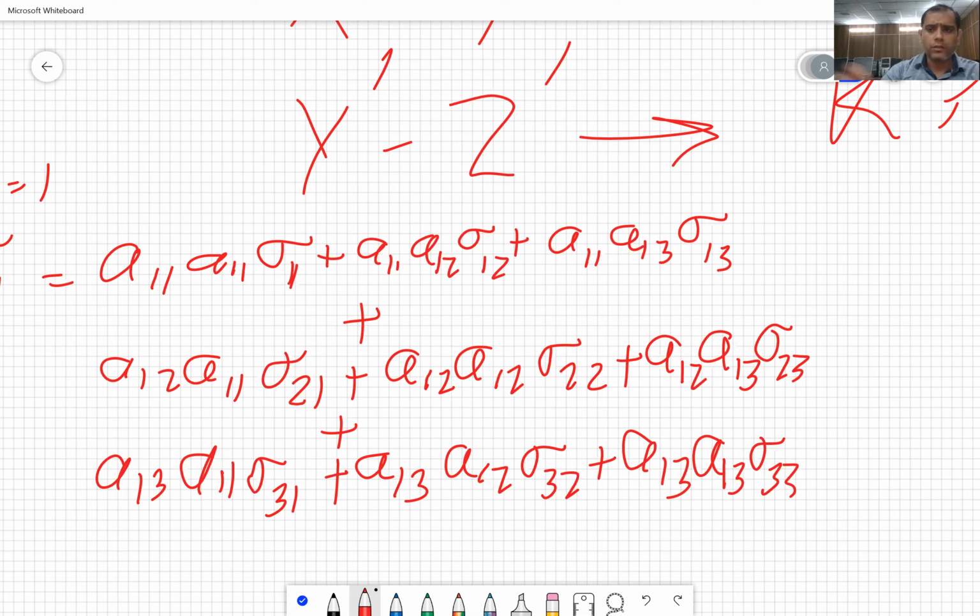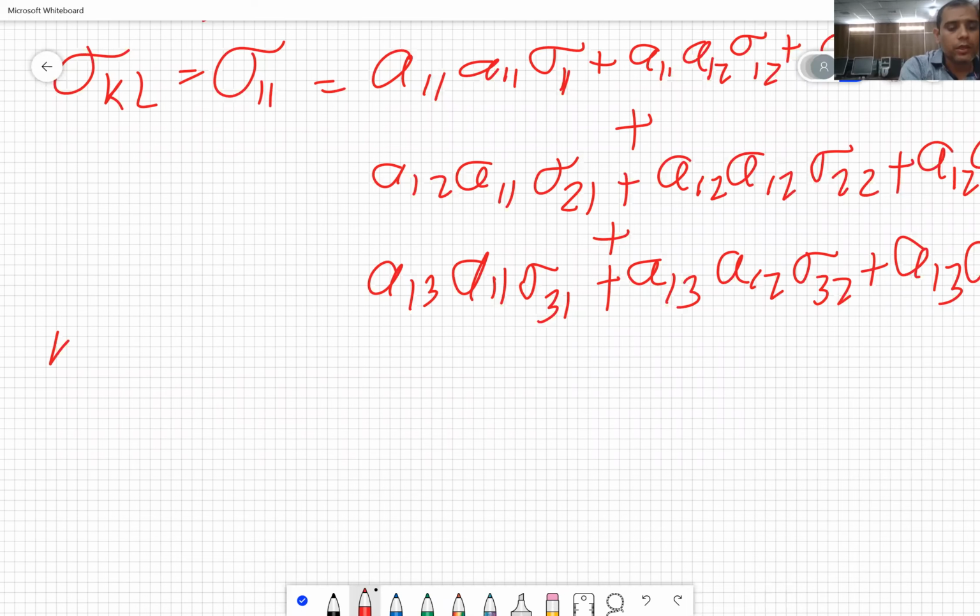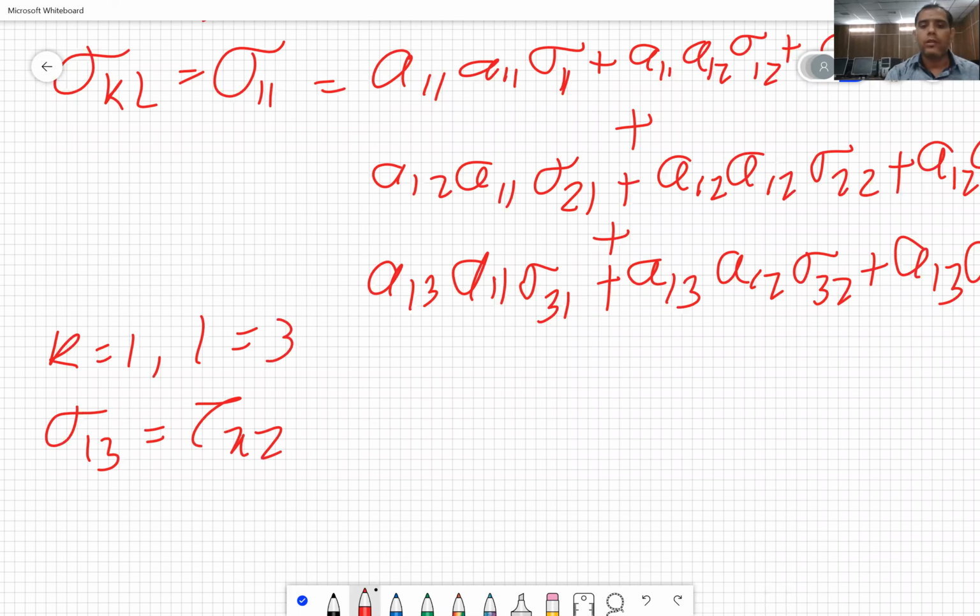In the same case you can also calculate the shear stresses. Shear stresses means if I choose k equal to 1 and L equal to 3, that means it will be sigma 1 3, which is tau x z. We put the values of k and L in the above equations, and we can easily calculate the shear stresses. This is the method of writing the tensor components of a second rank tensor.